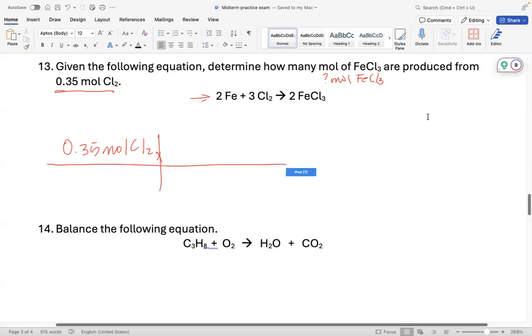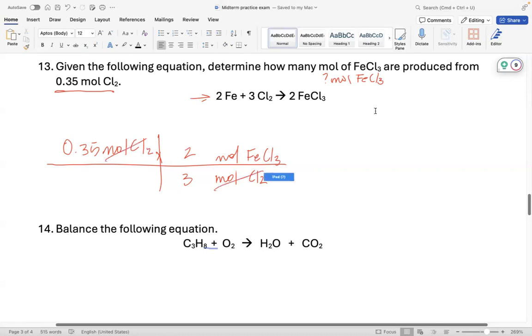And similar to the last problem, I'm starting in moles. Moles is the unit I need to be in to switch substances. So I can switch substances by using that mole to mole ratio. I'm going to put moles of Cl2 on bottom and then moles of FeCl3 on top, because that's the unit I want to get to. Then I can use the numbers from the balanced equation. So there are 3 moles of Cl2 for every 2 moles of FeCl3.